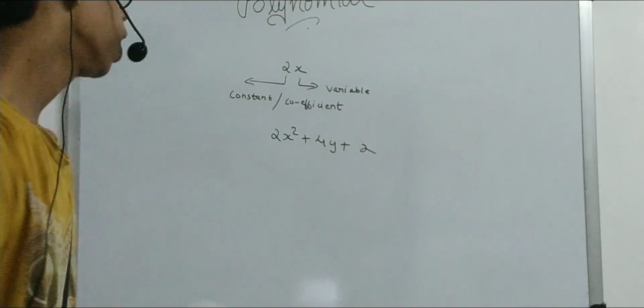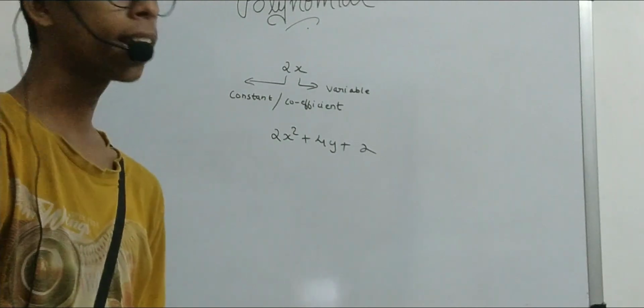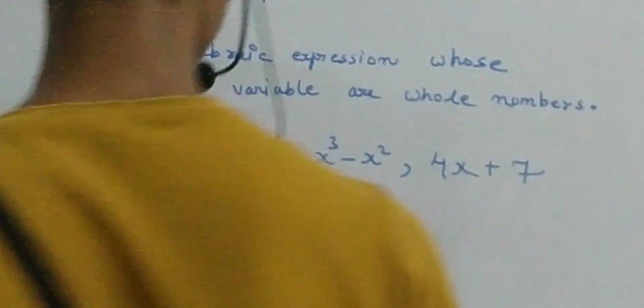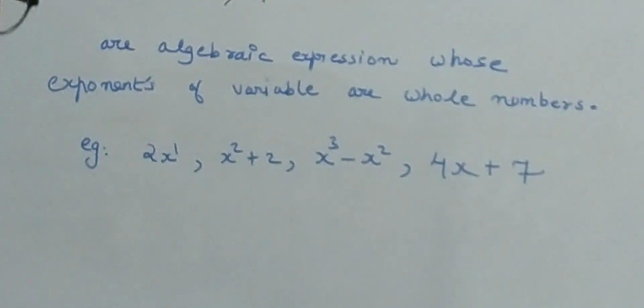So now we have to learn what a polynomial is. So polynomials are algebraic expressions whose exponents of the variable are whole numbers. Now what does this mean? Here I have written a few examples of algebraic expressions.